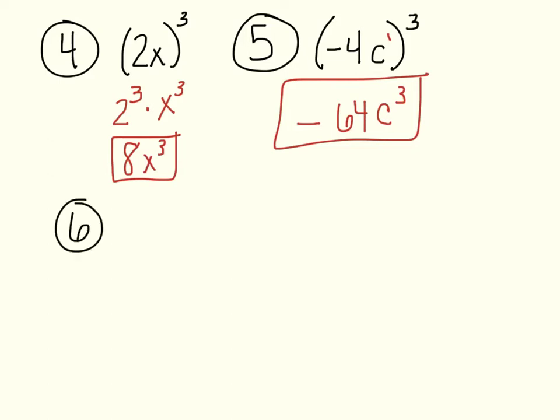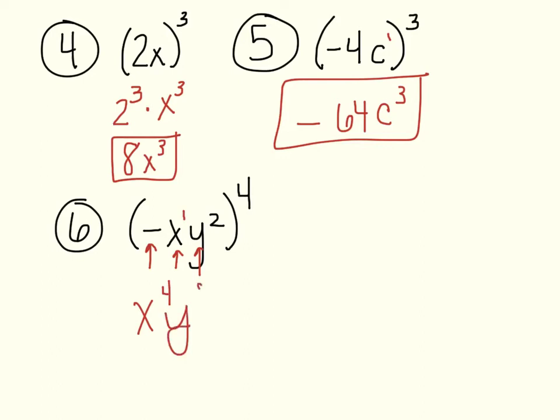Number 6, negative xy squared to the 4th. I now have 3 things that I'm taking to the 4th power: a negative 1, an x, and a y. So a negative to an even power is positive. X is to the 1st, so 1 times 4 gives me x to the 4th. 2 times 4 gives me y to the 8th. So my answer would be x to the 4th, y to the 8th.